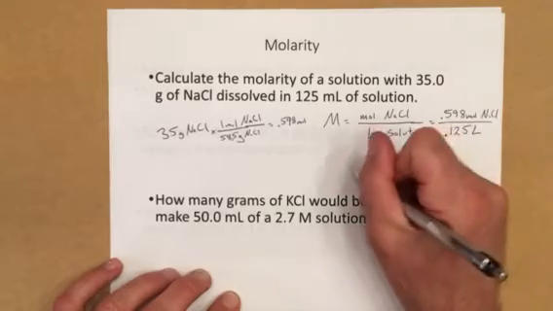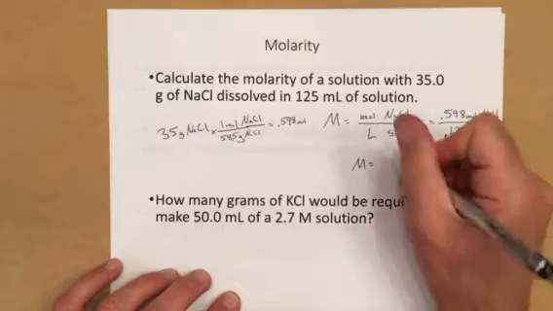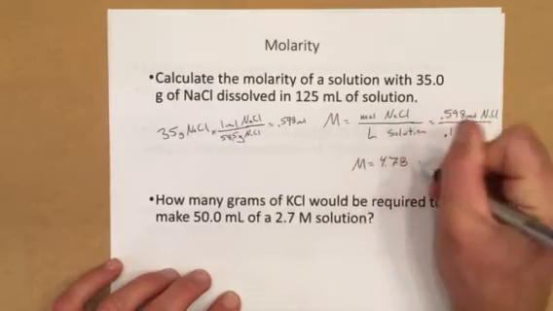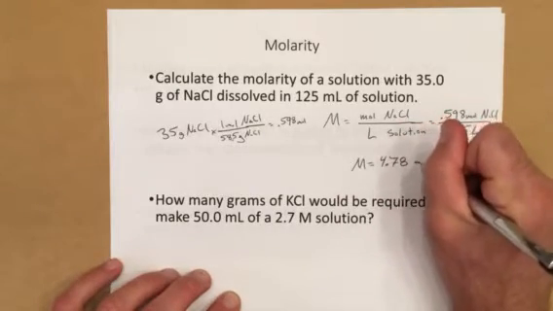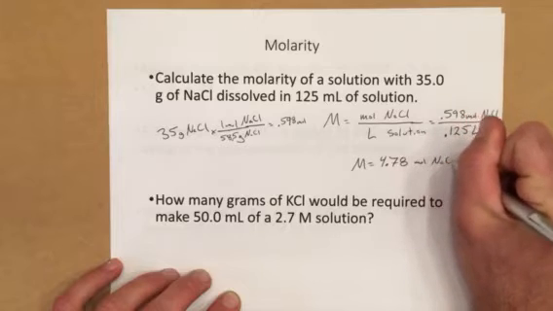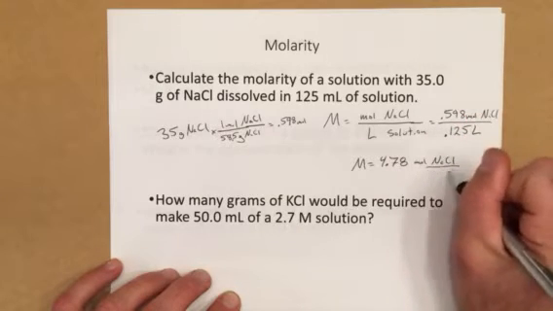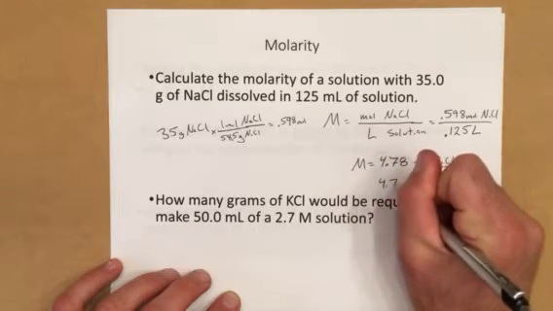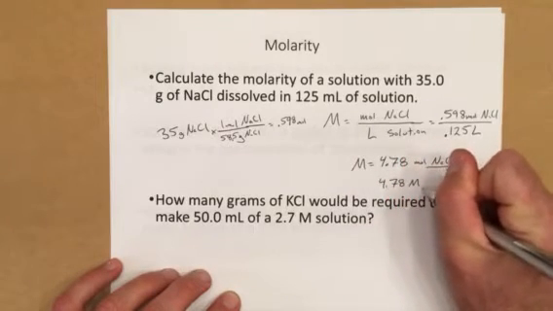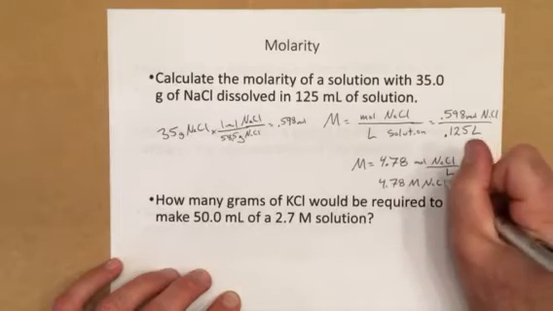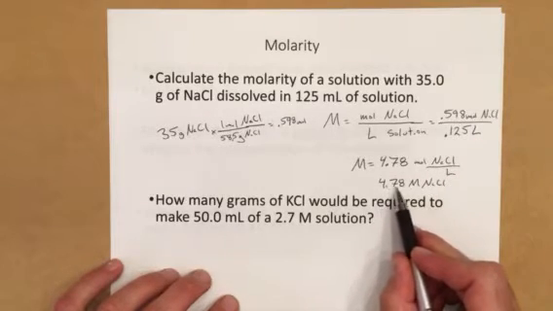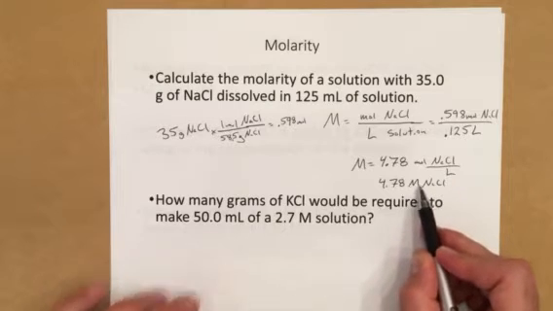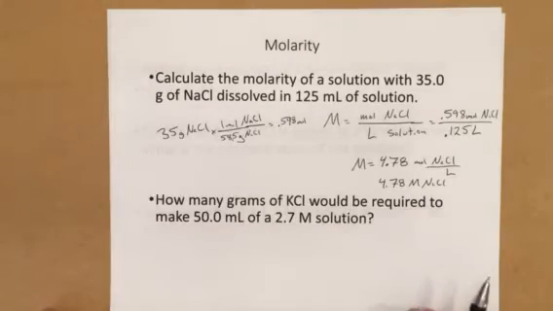And when we divide that, we find that the molarity is equal to 4.78 moles of NaCl per liter. More commonly, you'll write it out like this: 4.78 molar NaCl. So that means 4.78 moles of sodium chloride per every liter of solution. Usually we just write the symbol with the capital M.